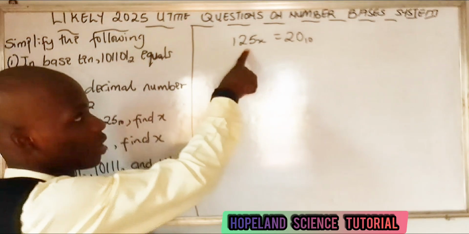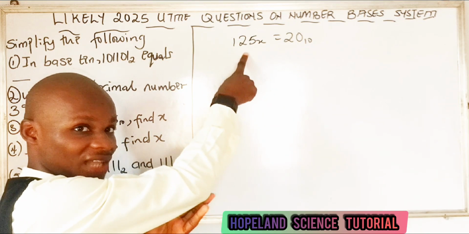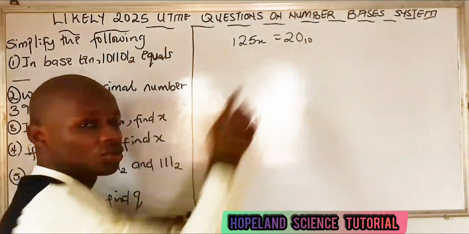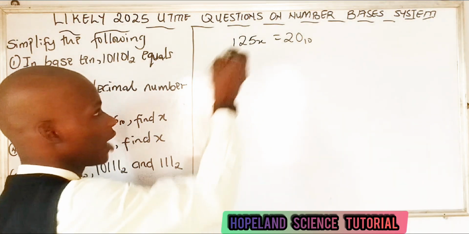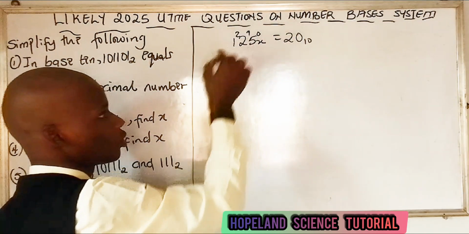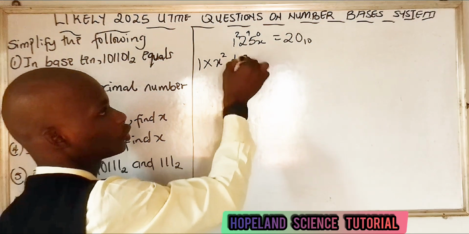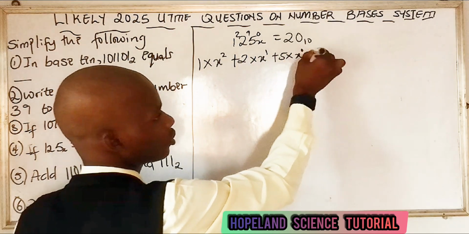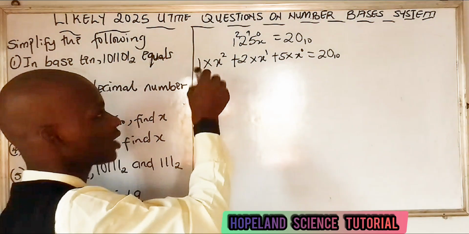So now in this case, we are having the letter as the base, right? So it must be converted to base 10. This one is already in base 10, so no conversion will be done to that. So now let's move on. We are going to be having 1 times s raised to the power of 2 plus 2 times s raised to the power of 1 plus 5 times s raised to the power of 0 equals 20 base 10.